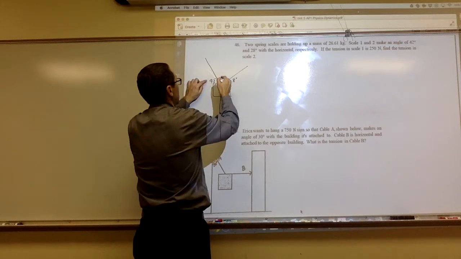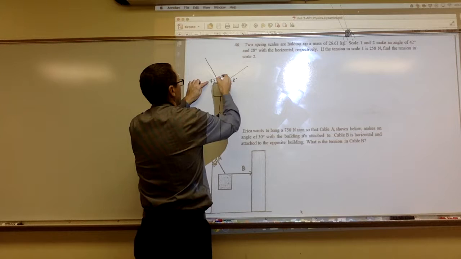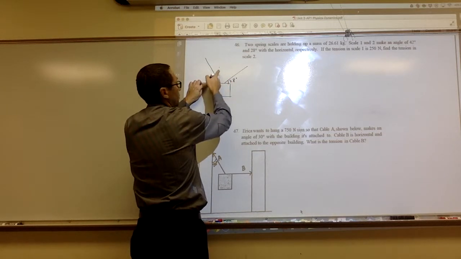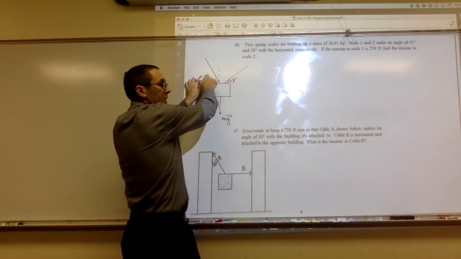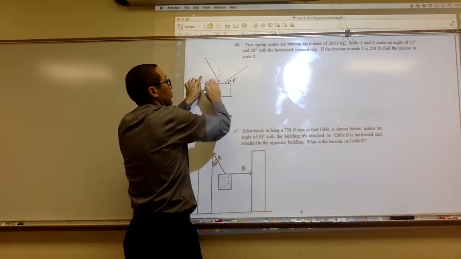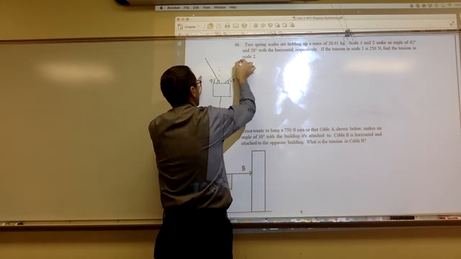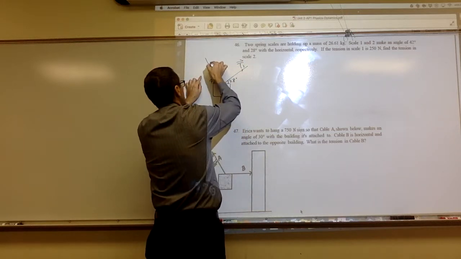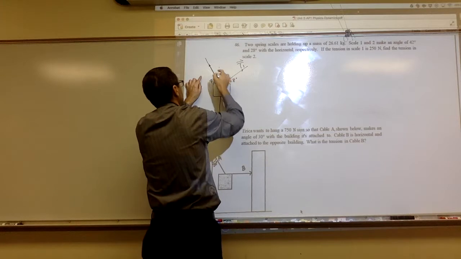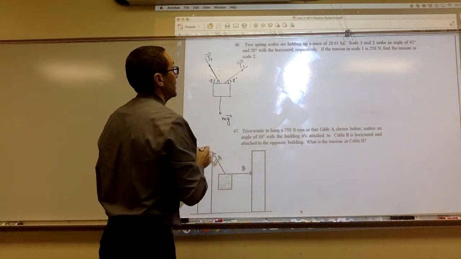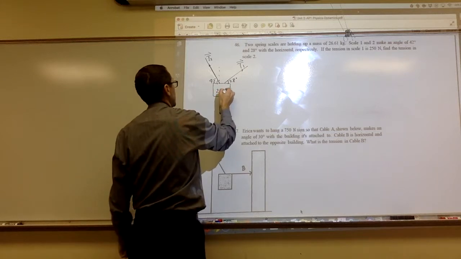Now it looks like this one here is closer to the vertical, so the one on the left has to support more, right? So I'm just going to say that this is T1 and this is T2, and I'm going to make this a little bigger. And the mass is 26.61.